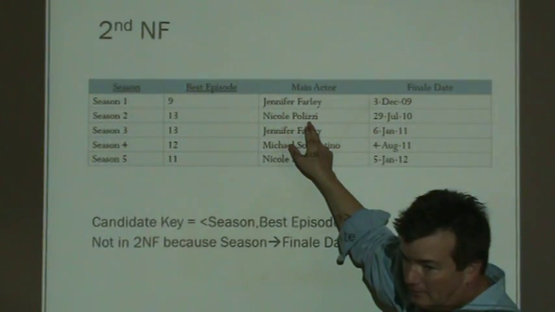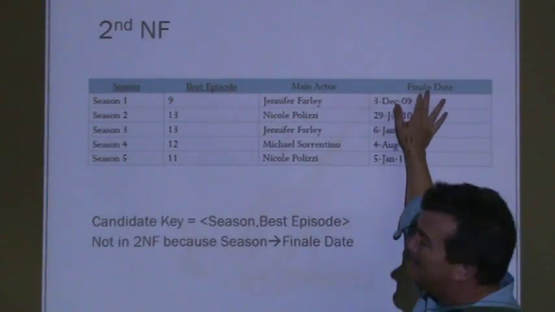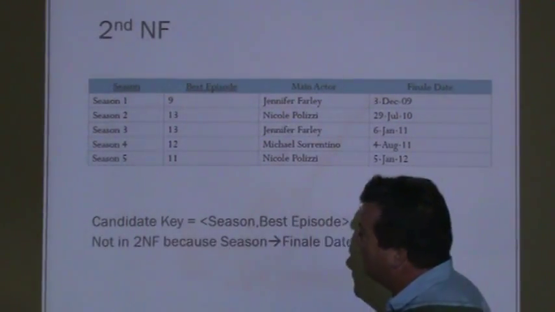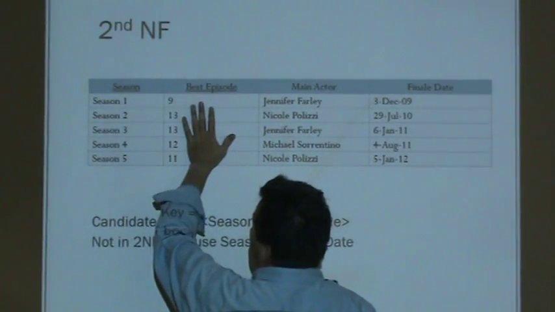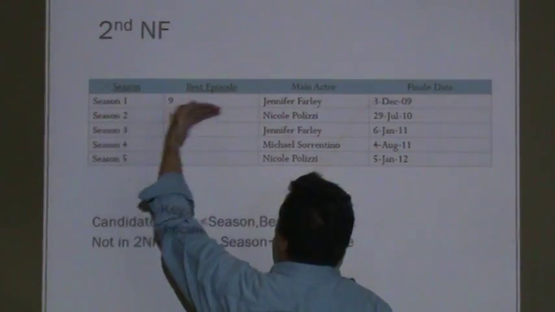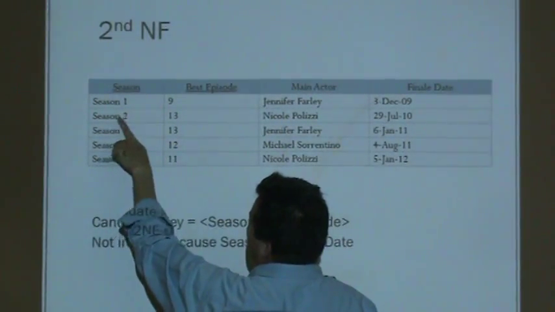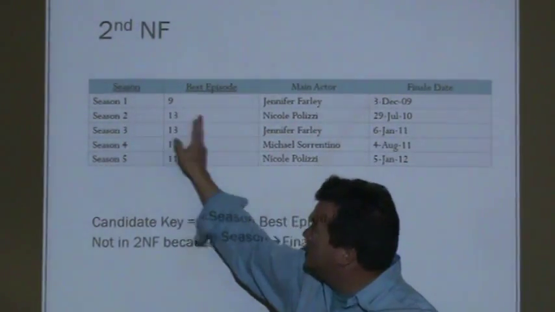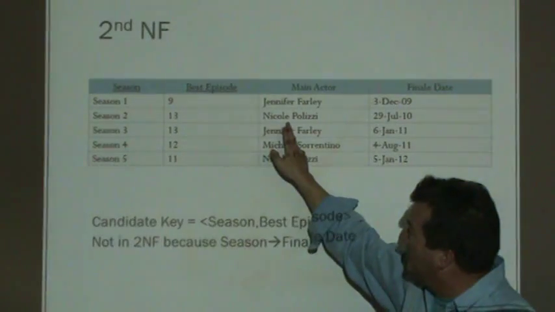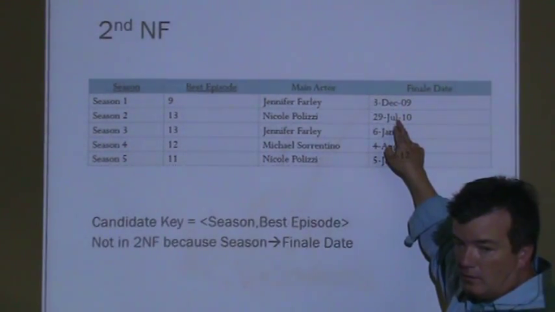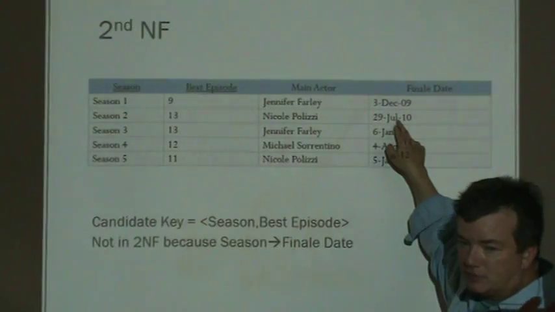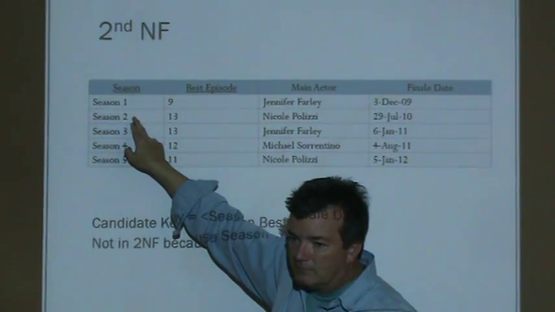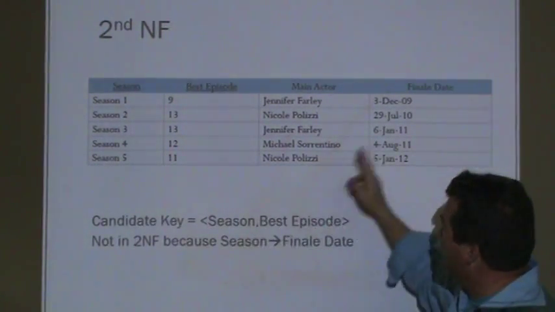And then we have another column, which is the date that the final episode was aired. Now in this case, the season and the episode would tell you who the main actor of this season, that episode was. So season and best episode would be the candidate key. But this field, what day the last episode aired, is only dependent on the season. So again, that's a violation of second normal form.